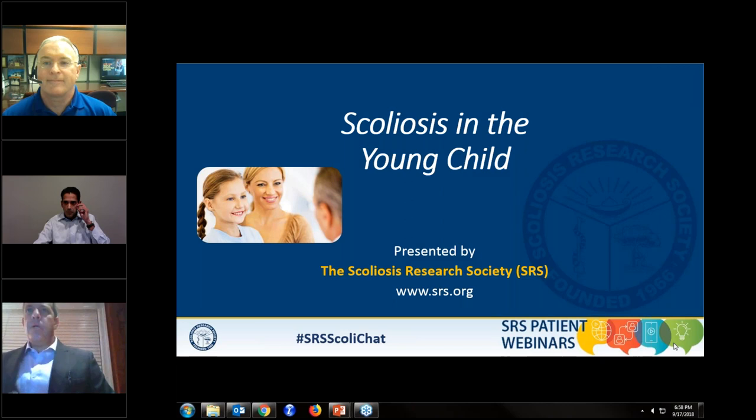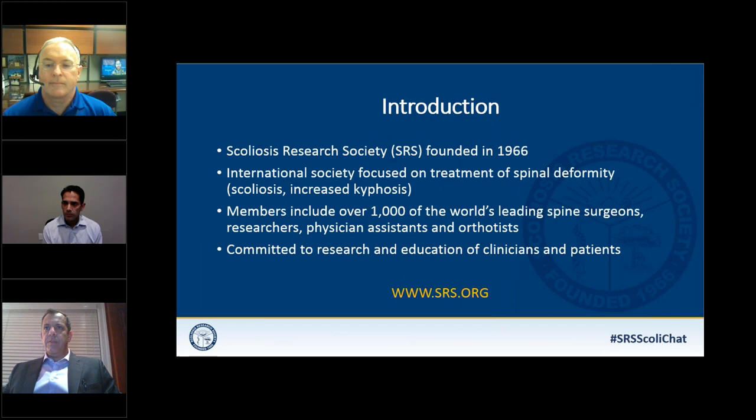The Scoliosis Research Society, just as background, was founded in 1966 and consists of a little over 1,000 members. Members consist of researchers, surgeons, physician assistants, and orthotists. The society is committed to research and education of physicians and patients.